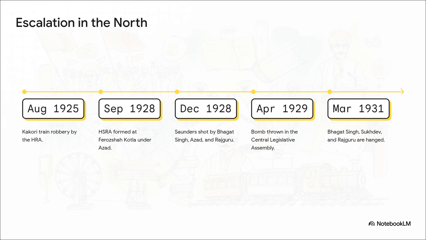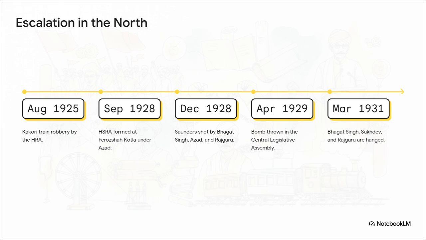In August 1925, they pulled off the audacious Kakori train robbery to fund their operations. But a severe government crackdown led to arrests and hangings. Determined to bounce back, the youth reorganized. In September 1928, meeting at the ruins of Firuzshah Kotla in Delhi, they formed the HSRA, the Hindustan Socialist Republican Association, led by Chandrasekhar Azad.